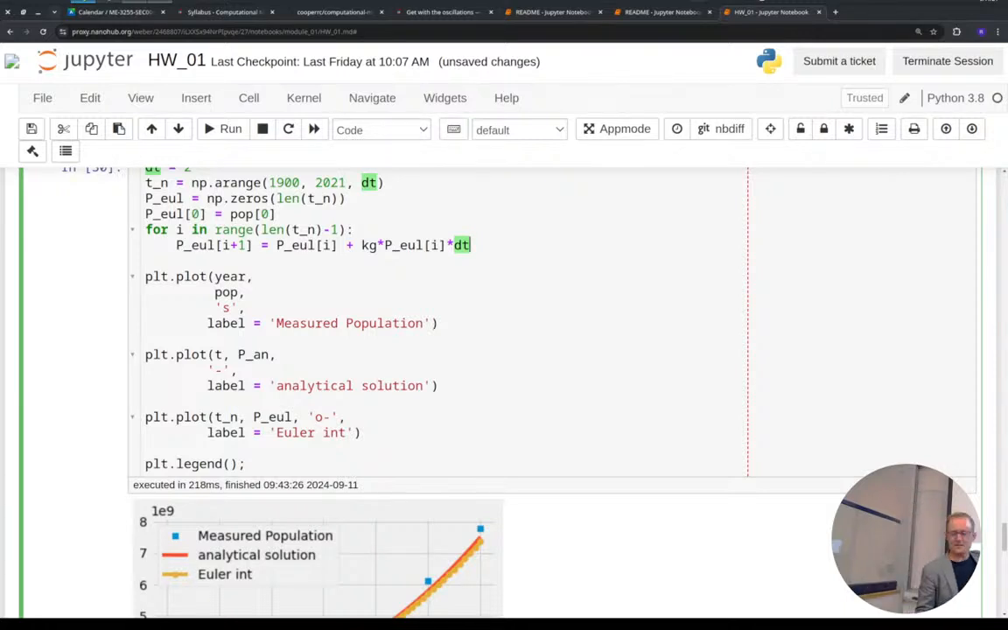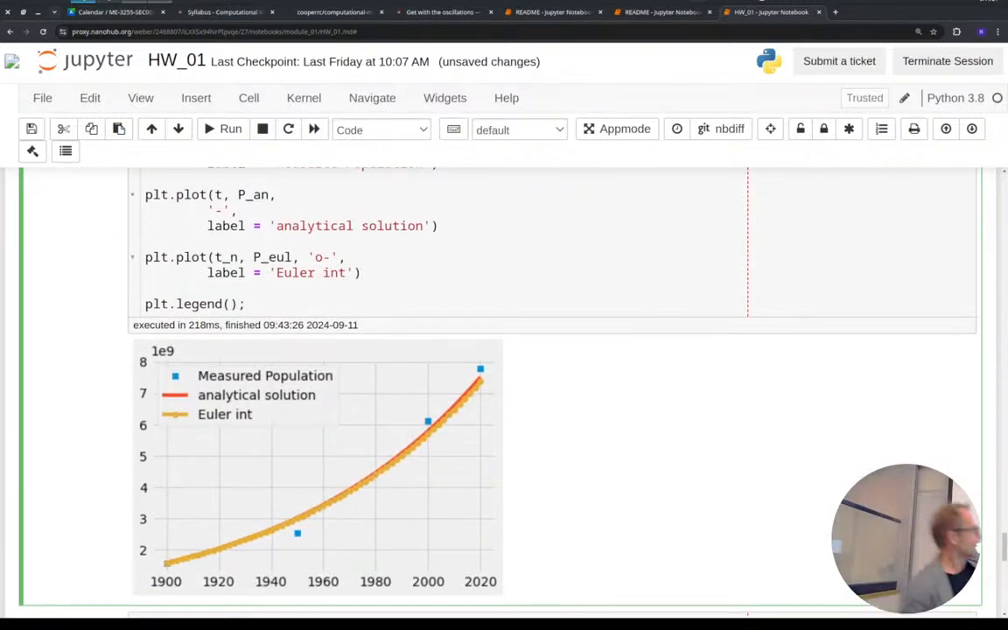You demonstrate that your process converges to some result. Then you can show that it converges to that analytical result.